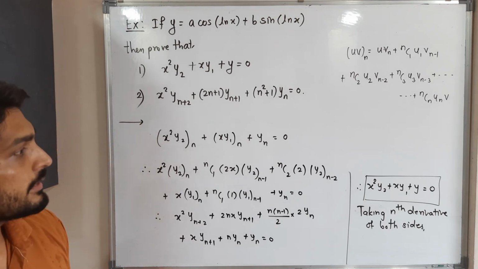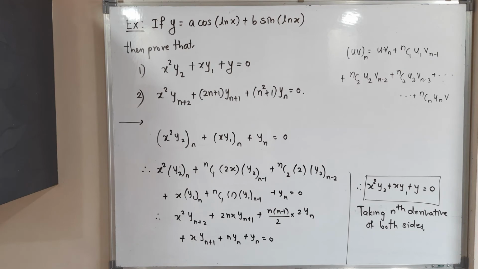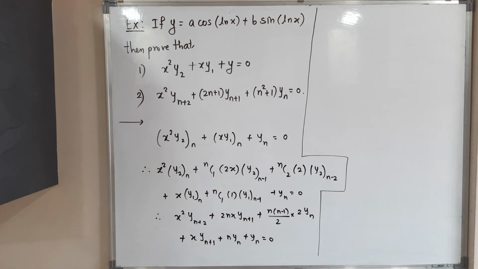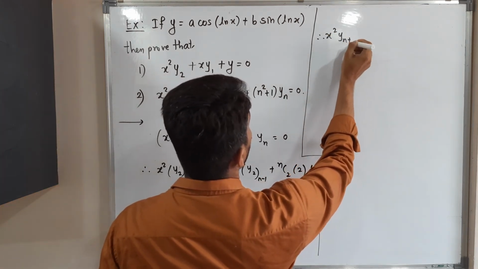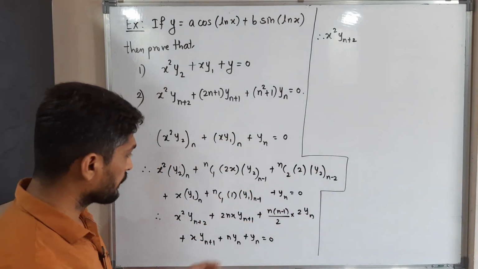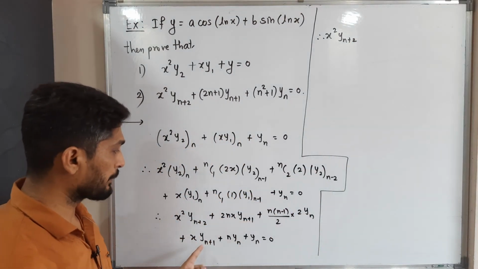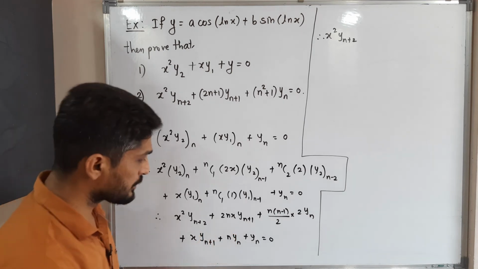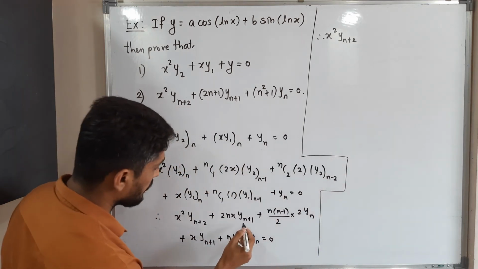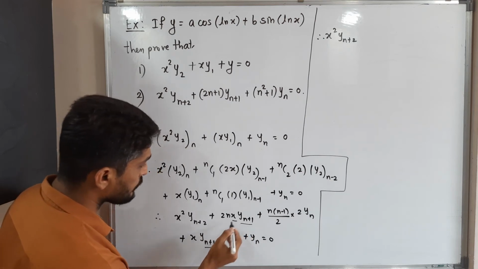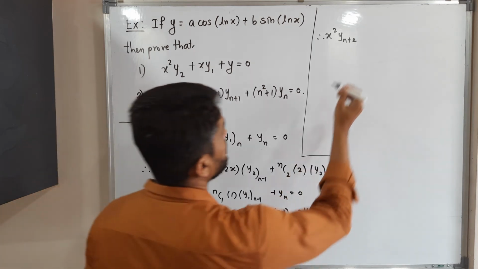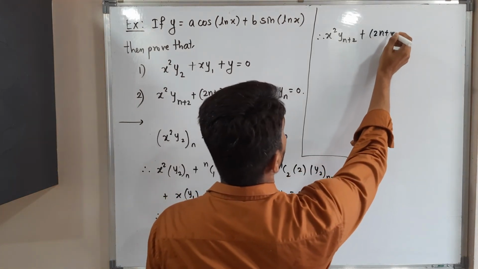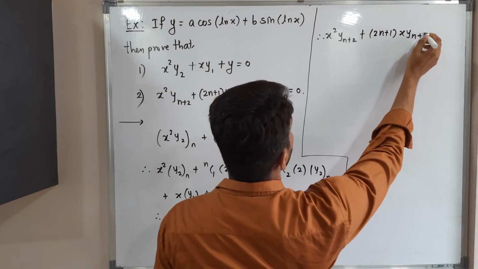Yes. See, there is no more space to write. Let me remove that part. Make a screenshot of it, then I will go further. Okay. See, x square yn plus 2, right? We have two terms of yn plus 1. What can we take common from these two terms? See, we can take yn plus 1 common here. We can take x also common. So in bracket we will have this 2n and this 1. That means I can write 2n plus 1 x yn plus 1.